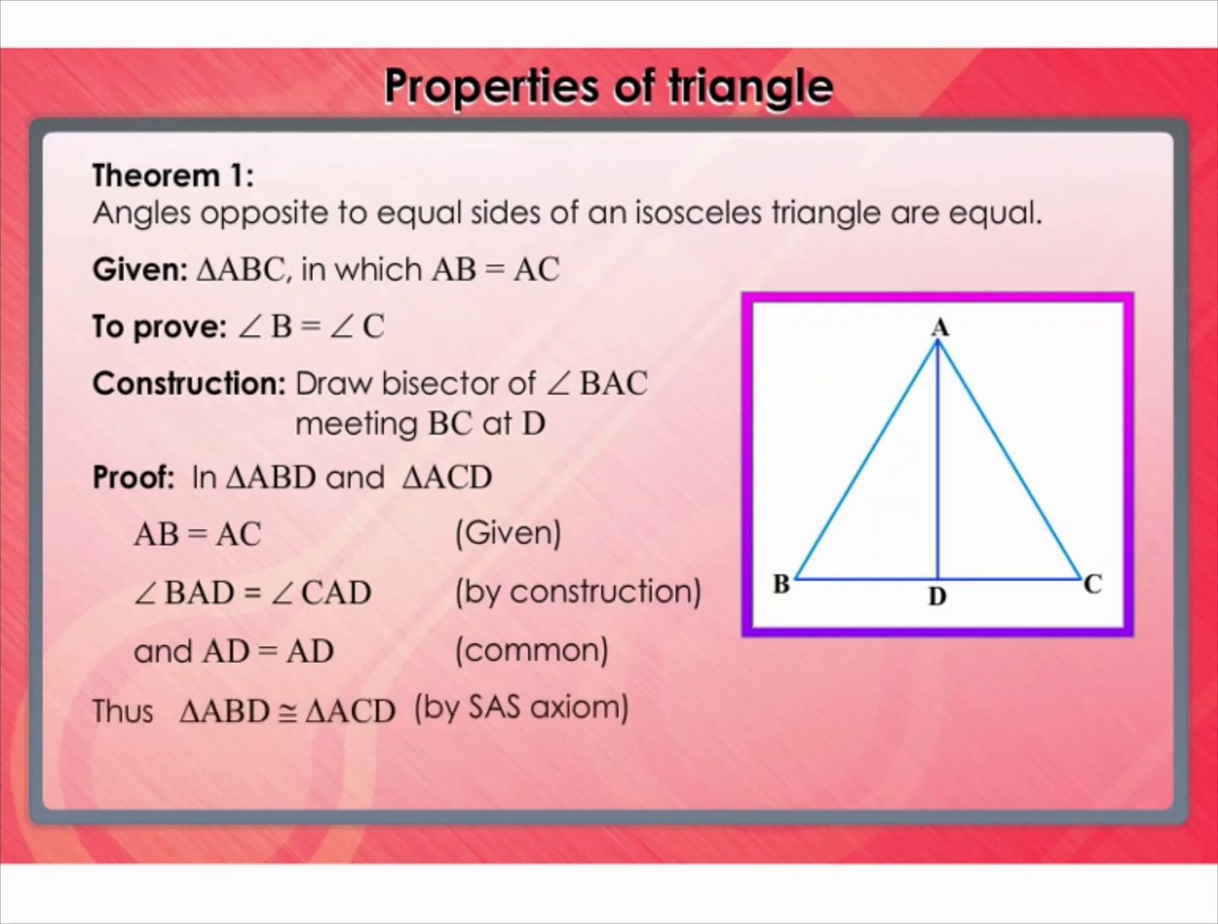Now by the SAS axiom, if two sides and the included angle of one triangle are equal to the two sides and included angle of the other triangle, then the triangles are congruent. Thus, triangle ABD is congruent to triangle ACD, and since the corresponding parts of congruent triangles are equal, therefore, angle B is equal to angle C. The converse of the above theorem is also true.